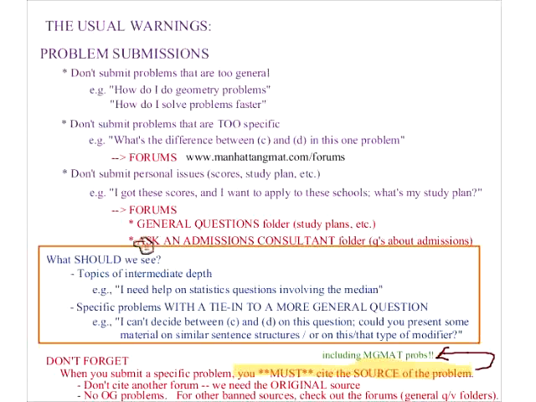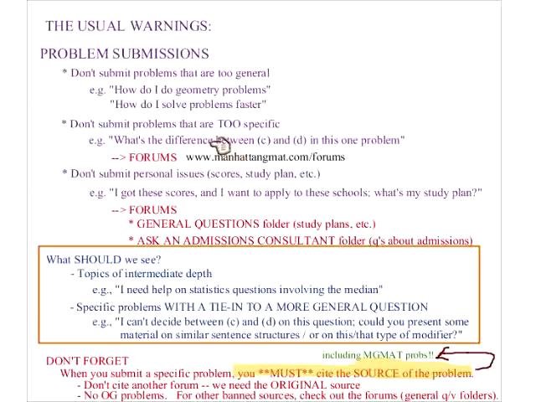So what should you submit? You should submit topics of intermediate depth. For example, one of the topics we did last week was statistics questions involving the median. This is a nice, pretty narrow, circumscribed topic. It's not overly specific to the point of being ridiculous. And it's a good topic. It's good enough for a half-hour, 45-minute discussion, so that's what we want.